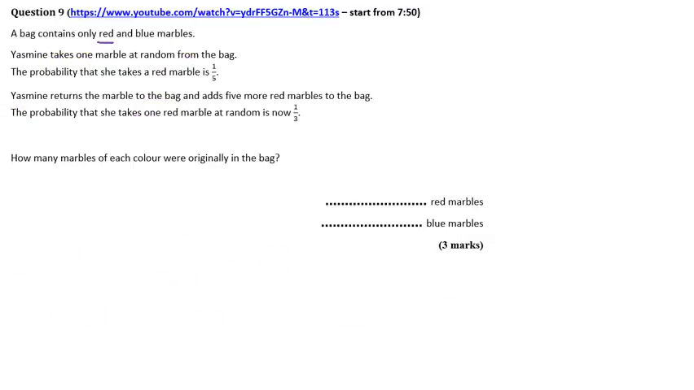Question 9, we've just got red and blue marbles. One's taken at random and the probability it's red is 1/5. This is put back in the bag, 5 more red marbles are added, and then we've got a new probability here, which we'll come back to in a moment. So we know the probability it's red at the beginning is 1/5. Now it could be there's 1 red marble out of 5 in total, so 4 blue, or it could be 2 red out of 10 in total, or 3 red out of 15 in total, we don't know.